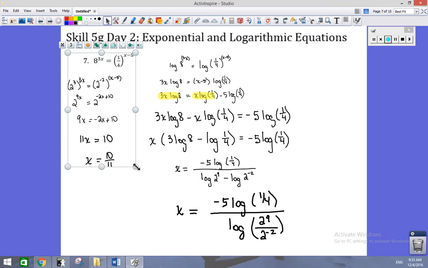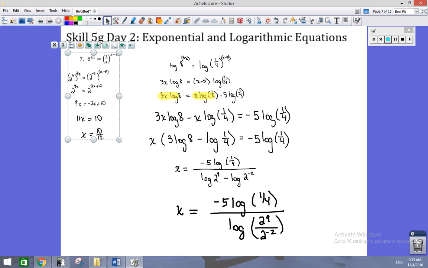I'm trying to illustrate that this is going to eventually get to 10 over 11.